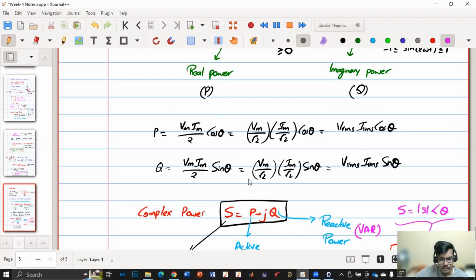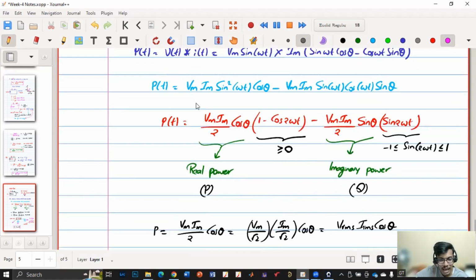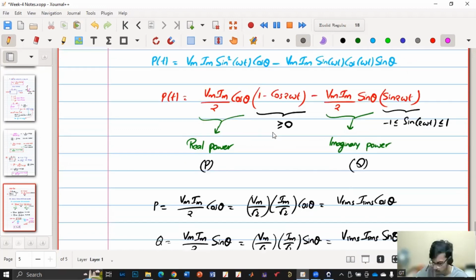One main thing you have to remember is that the average of the first term is Vm Im by 2 cos theta. The average of the second term is 0, but Vm Im by 2 into sin theta is the peak value. What I mean to say is that Vm Im by 2 cos theta is the average value of this, because the peak value will be 2 times cos theta. 0 is less than or equal to 1 minus cos 2 omega t, which is less than or equal to 2. So here P is, say, this I'm calling the first term, and this I'm calling the second term.